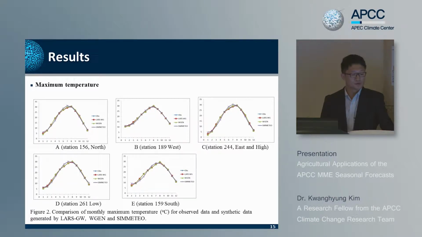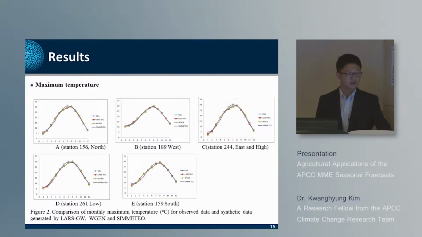Figure 2 shows the comparison of observed maximum temperature with the three weather generators. Synthetic data generated by LARS-WG shows better matching with the observed data than WGEN and SIMMETEO in all five stations, as you can see here. SIMMETEO is somehow the worst one in this case. The maximum temperature generated by SIMMETEO is higher than the observed one in June and July, if you see here and there.